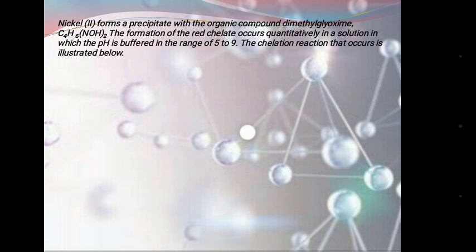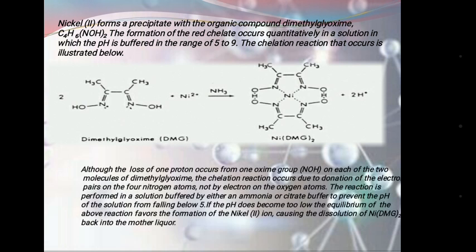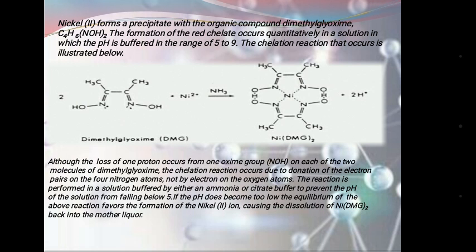Nickel(II) forms a precipitate with the organic compound dimethylglyoxime. The formation of the red chelate occurs quantitatively in a solution in which the pH is buffered in the range of 5 to 9. The chelation reaction that occurs is illustrated below. Nickel(II) reacts with 2 moles of dimethylglyoxime in the presence of ammonia to form the nickel dimethylglyoxime complex.